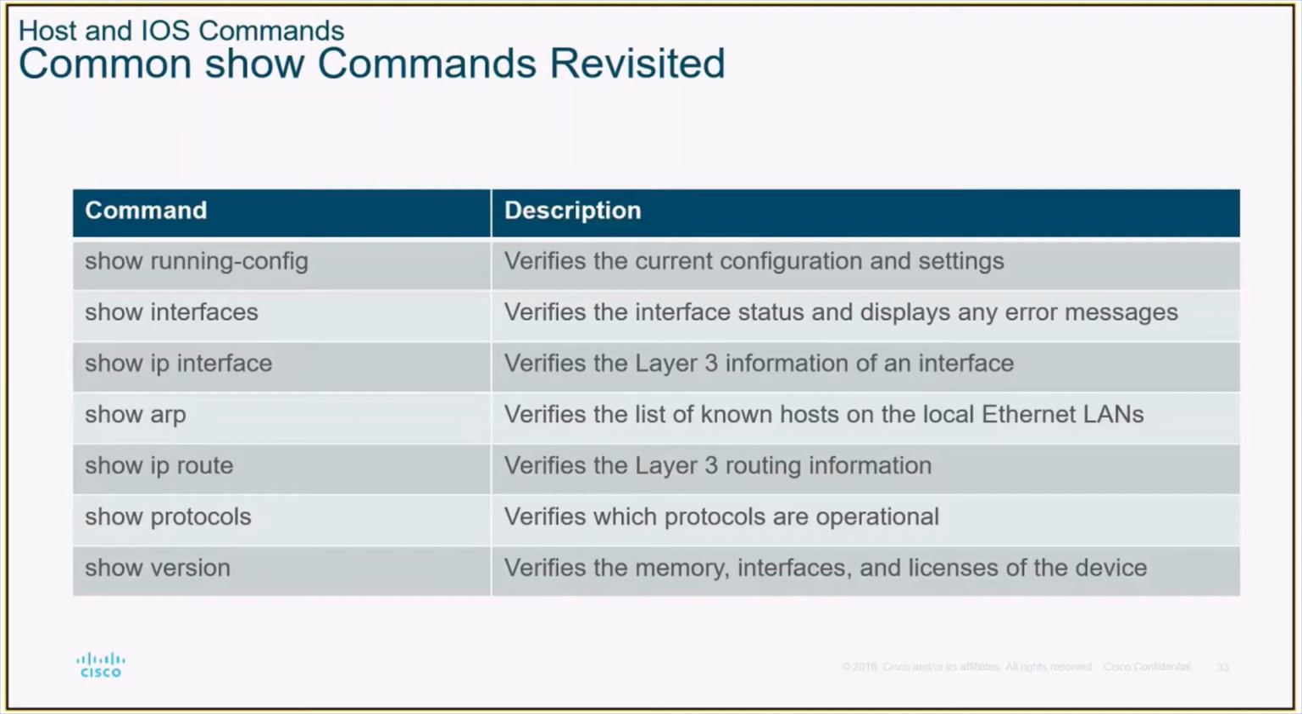Normally it's just going to be IPv4 and maybe IPv6. And then show version actually tells you what version of the operating system is running. It also tells you about the hardware on the device as well, so how much RAM, what interfaces are included and things like that.